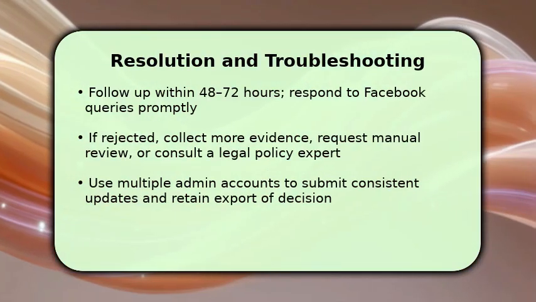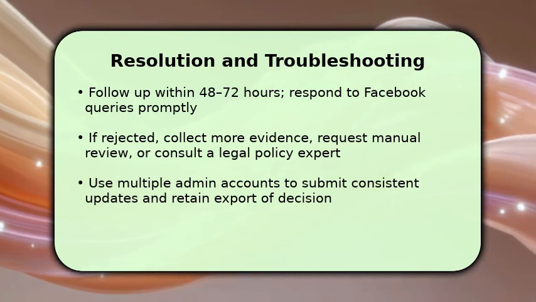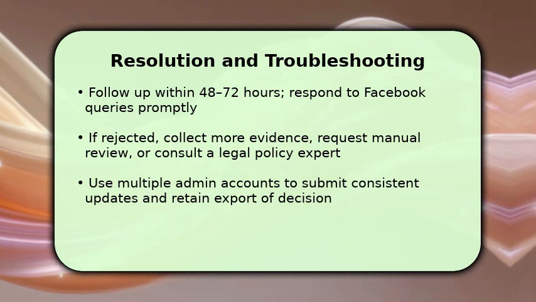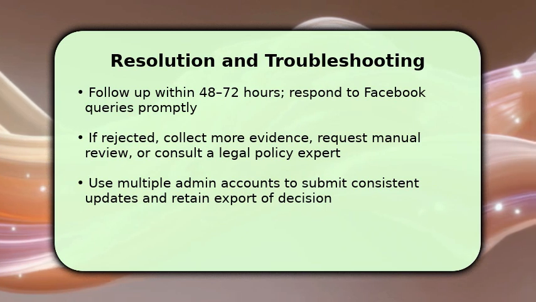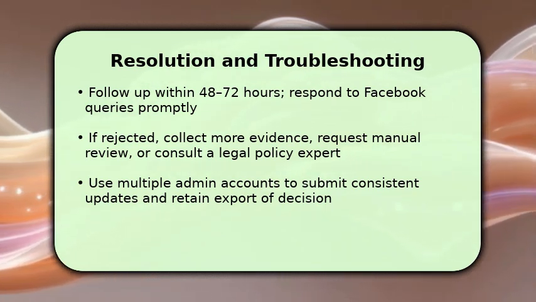To finish, watch for Facebook's decision and respond quickly to any follow-up requests. Most reviews take 48 to 72 hours, so stay available. If the appeal is denied, don't panic. Gather additional context, request a manual review, and clearly restate policy points you referenced earlier.